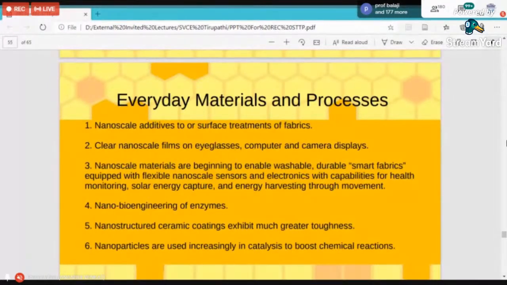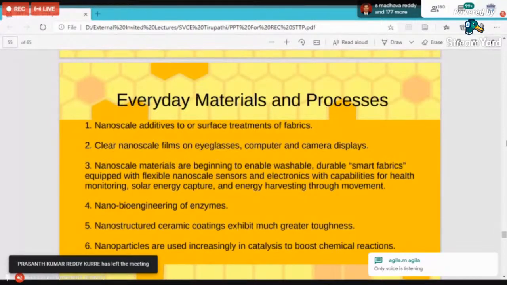When the rain is there, it should not pick up the images. So for that, a special coating made of nanoparticles is given, called eyeglass coatings. The computer and camera displays are also being coated with this in order to reduce the radiation hazard.